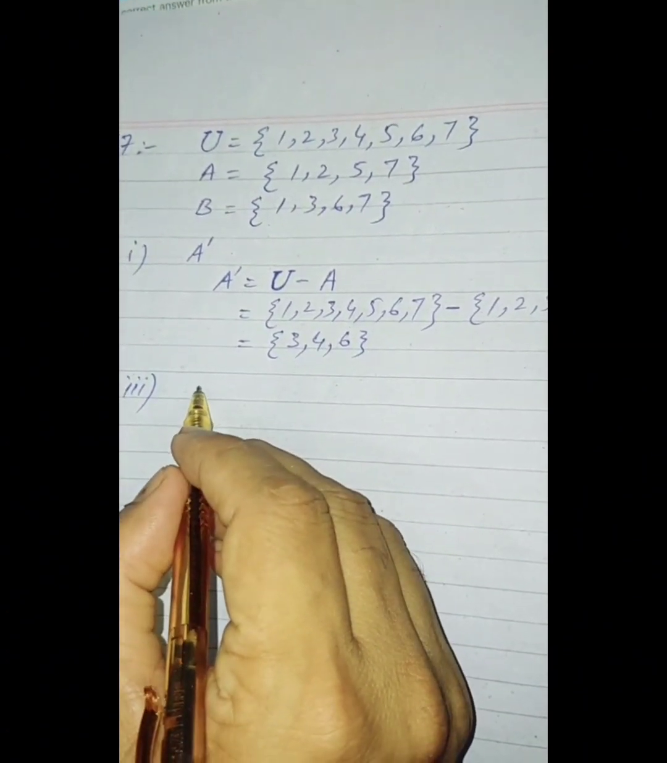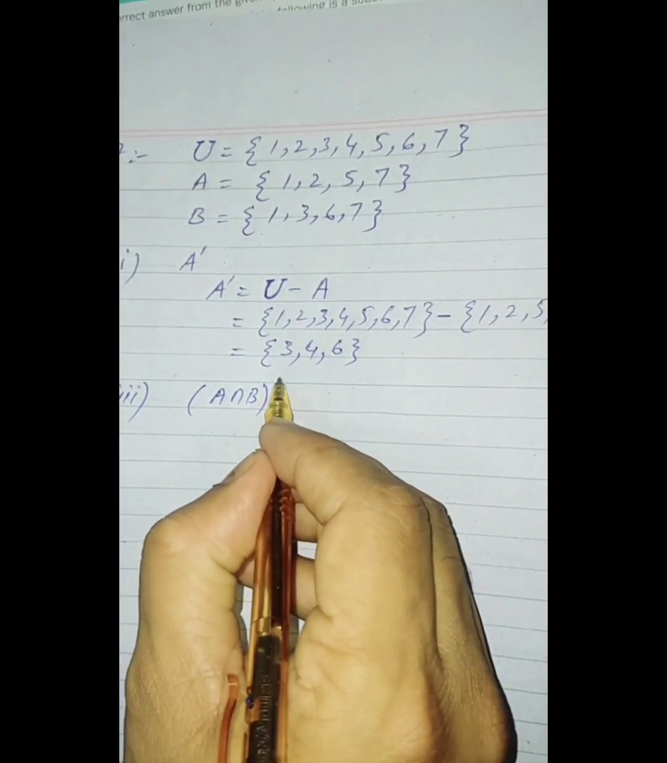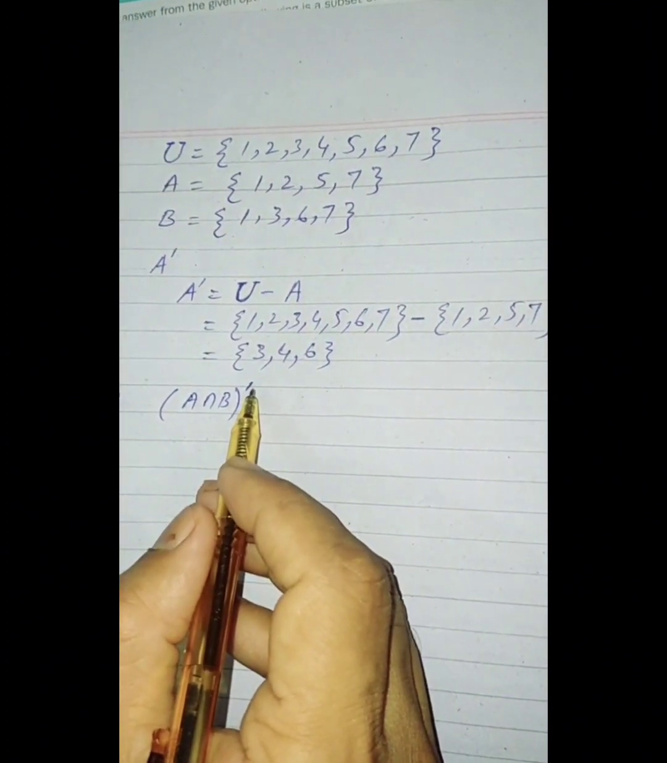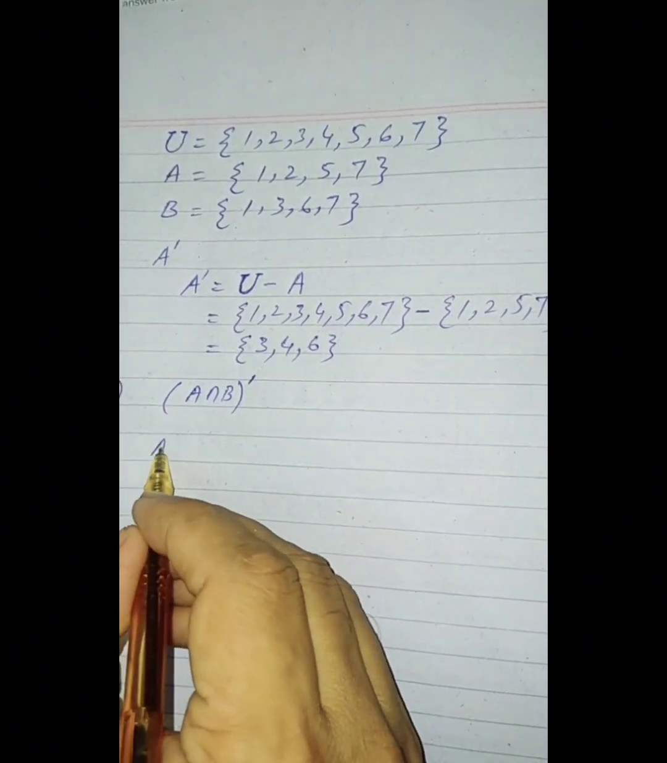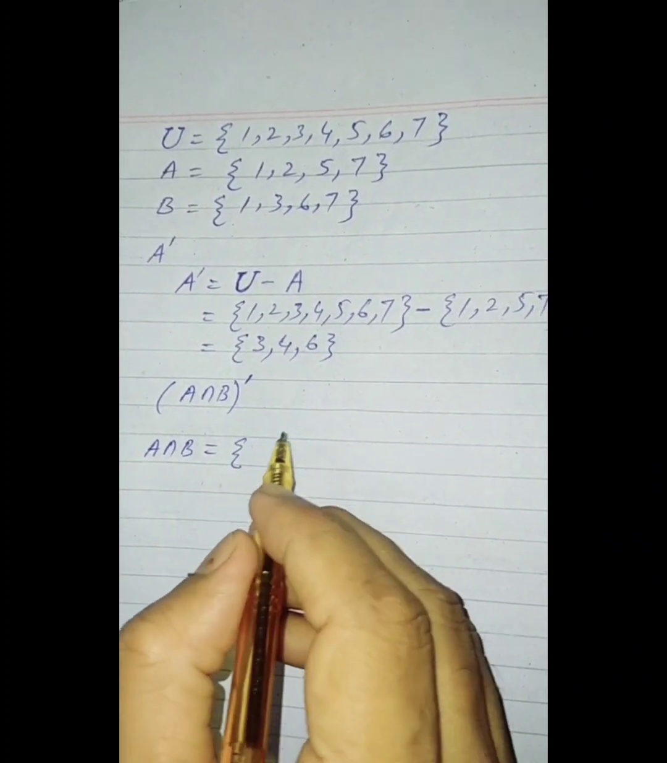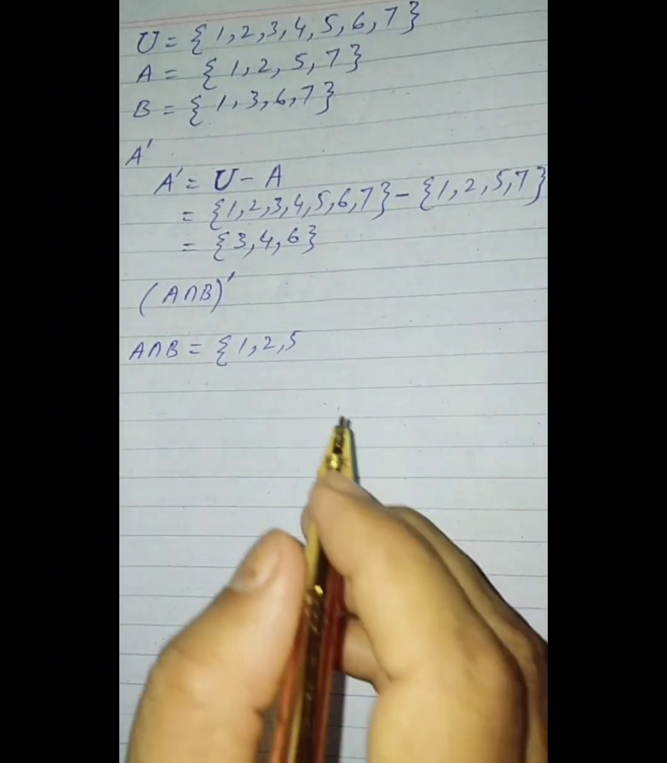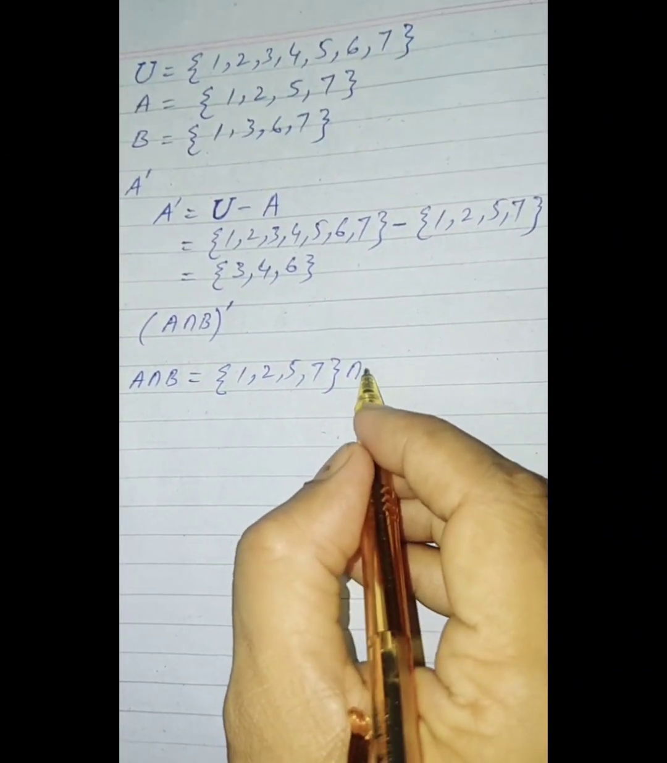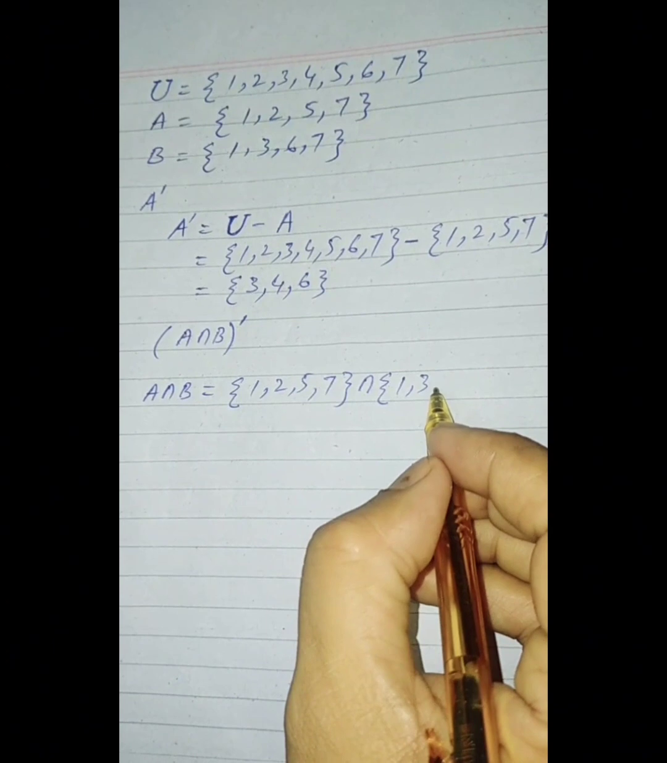Okay, let me consider part 3. In part 3 we have, within a bracket, A intersection B, and then we have the whole complement, meaning A intersection B whole complement. Within a bracket we have A intersection B, so first of all we need to find A intersection B. First we write the set A whose members are 1, 2, 5 and 7. Then we put the sign of intersection, then set B whose members are 1, 3, 6, 7.